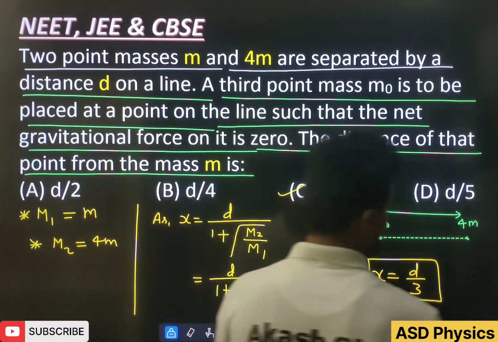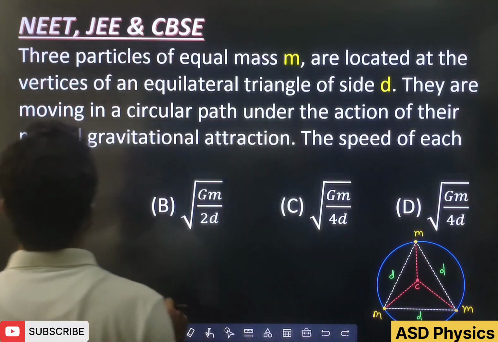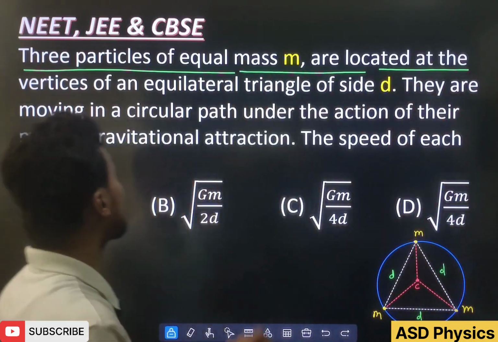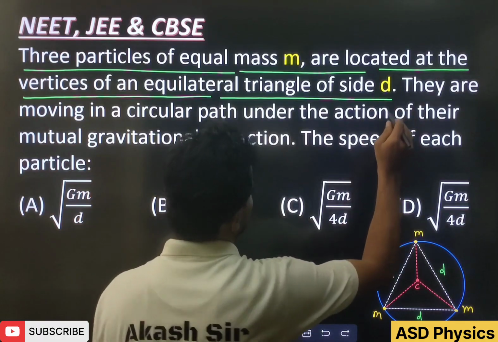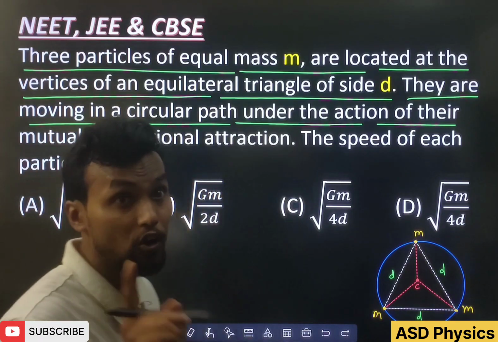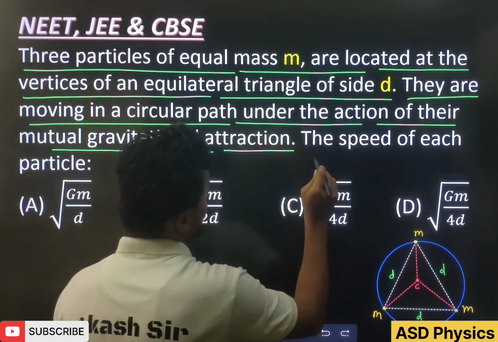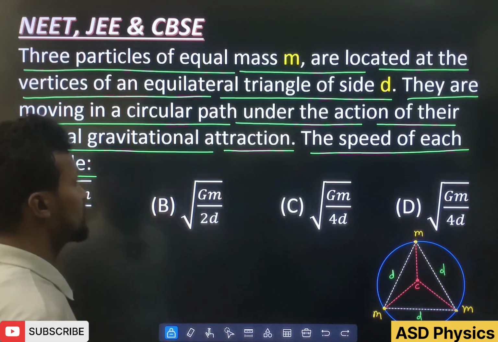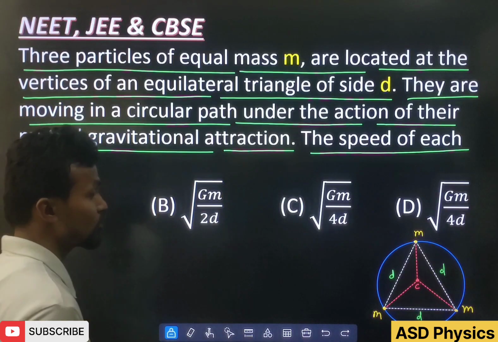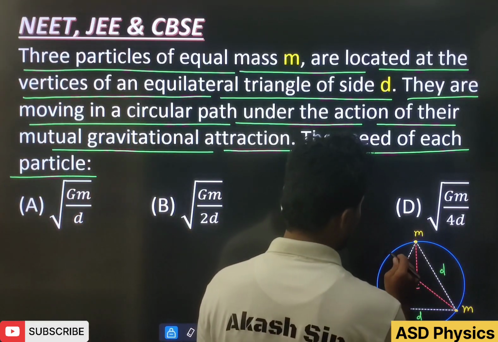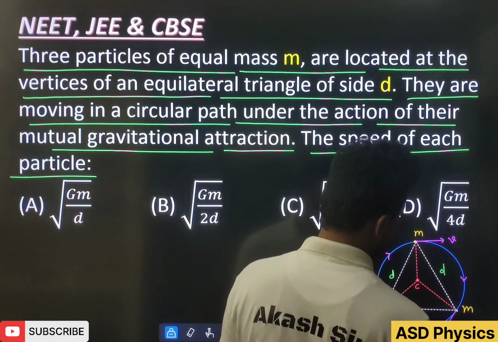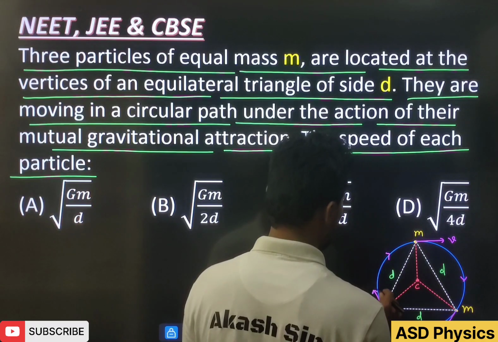Next, very important question, see here. Three particles of equal mass m are located at the vertices of an equilateral triangle of side d. They are moving in a circular path under the action of their mutual gravitational attraction. The speed of each particle is how much? In a previous video we saw when two particles were rotating in a circular path. Now three particles are moving in a circular path. Let's take that they are moving in this direction, clockwise. So this one has speed v, here also speed v, and here also we can draw the speed v.